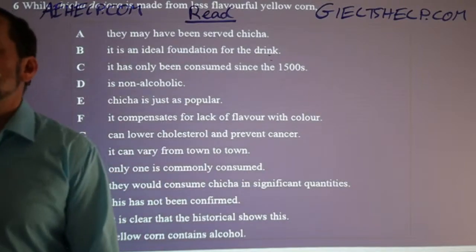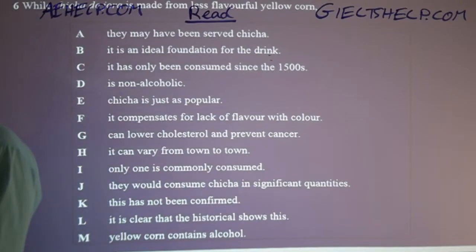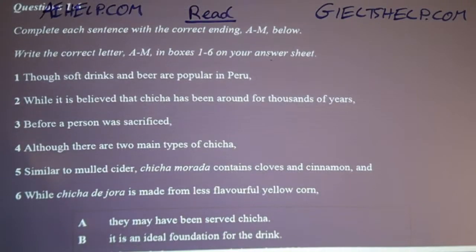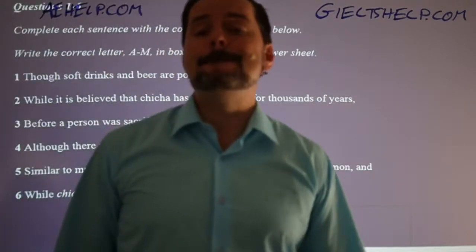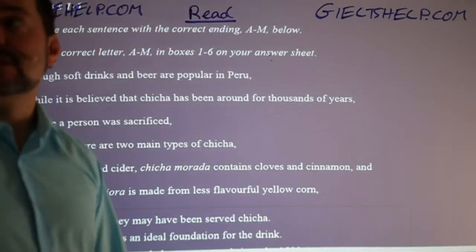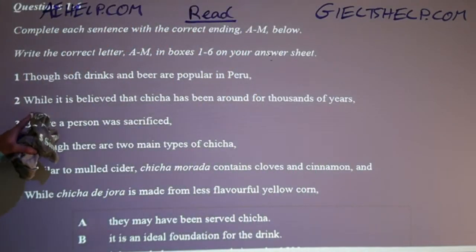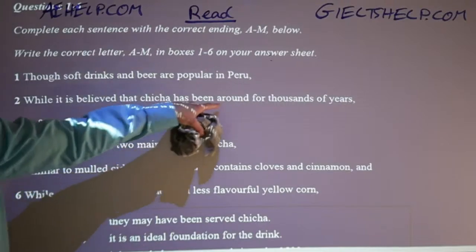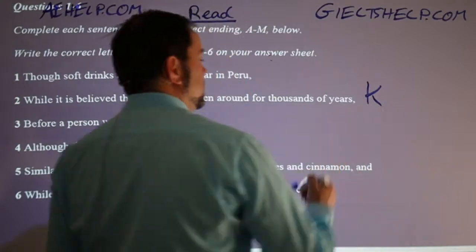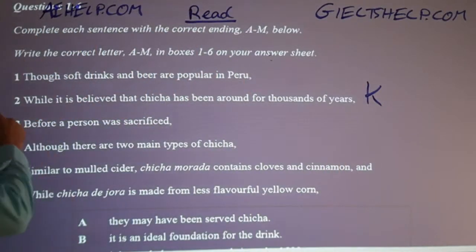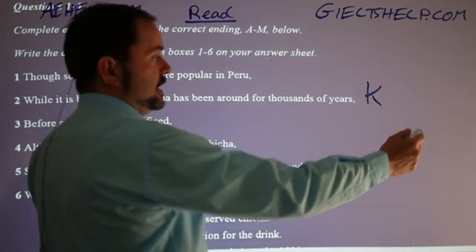Does everybody see that? Okay, Thomas, Vicky, do you see that? That K is a better answer? So you have to be really careful. IELTS is like a college level exam, especially when you're going for that band 9. Okay, so while it is believed that chica has been around for thousands of years, this has not been confirmed. Read the full sentence with it.